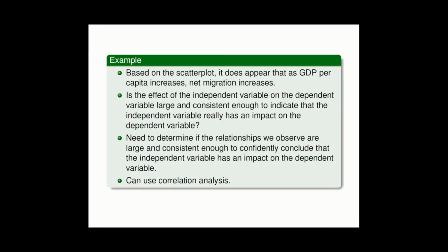But is the effect of the independent variable on the dependent variable large and consistent enough to indicate that the independent variable really does have an impact on the dependent variable? We need to determine if the relationships we observe are large and consistent enough to confidently conclude that the independent variable has an impact on the dependent variable. We can use a correlation analysis to do this.